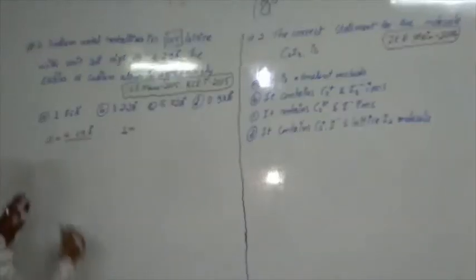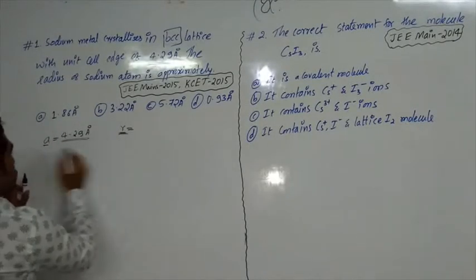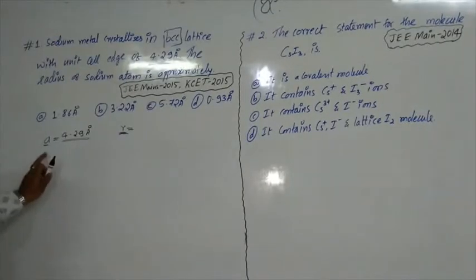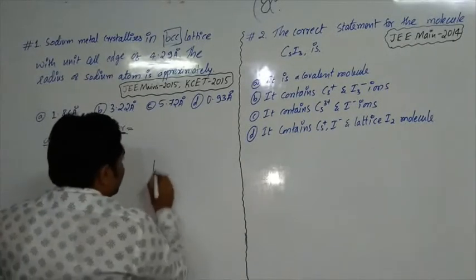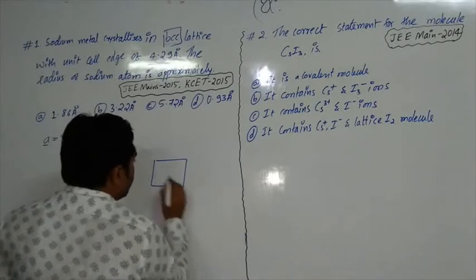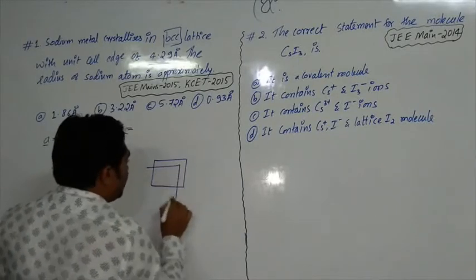First we have to establish a relationship between A and R. A means the edge length of the unit cell, and R is the radius of the atom. So let us take the BCC unit cell. BCC means body centered cubic unit cell.